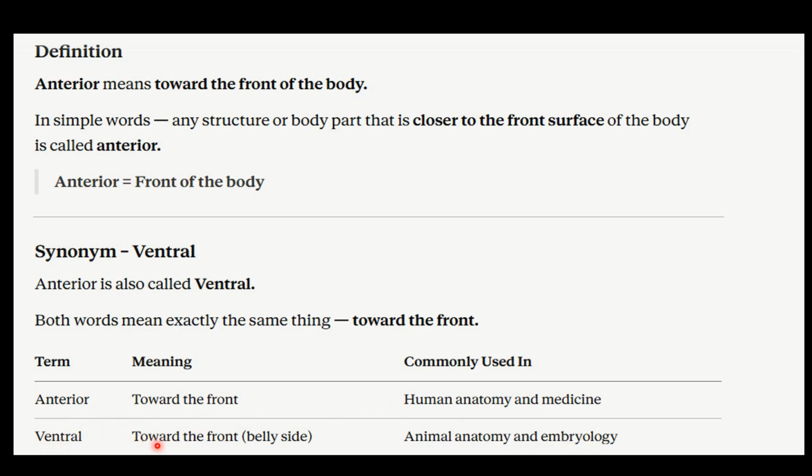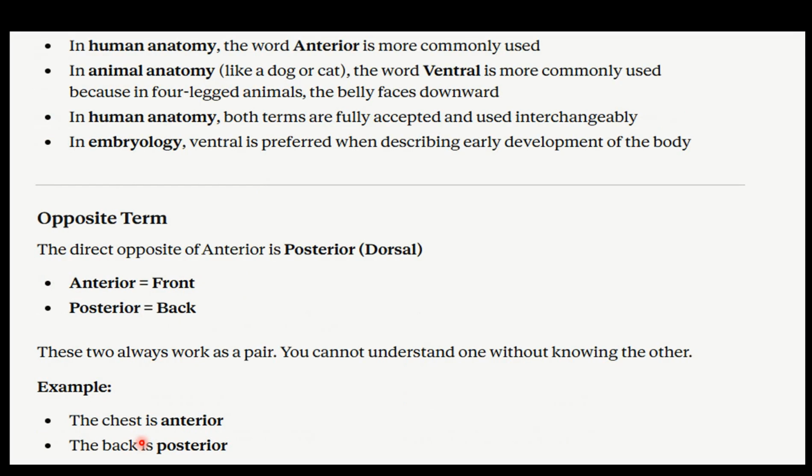The meaning of ventral is also the same, toward the front, but let's say we talk about a four-legged animal, right? Their front is towards the belly, and their belly is facing downward. That's why for animal anatomy we use the term ventral. In human anatomy we use the term anterior, and in animal anatomy we use the term ventral. Clear? So in human anatomy the word anterior is most commonly used. In animal anatomy, like a dog or cat, the word ventral is more commonly used, because in four-legged animals the belly faces downward.